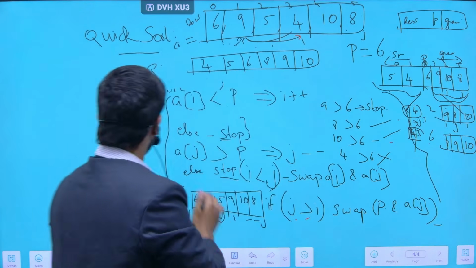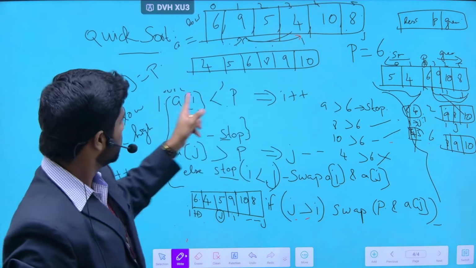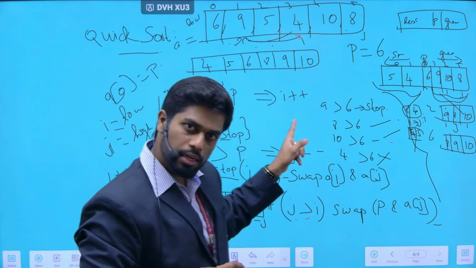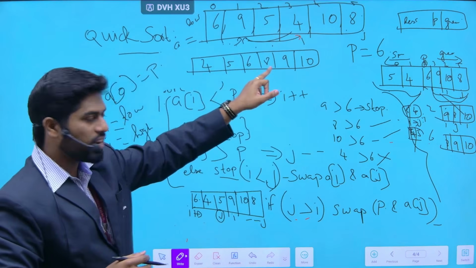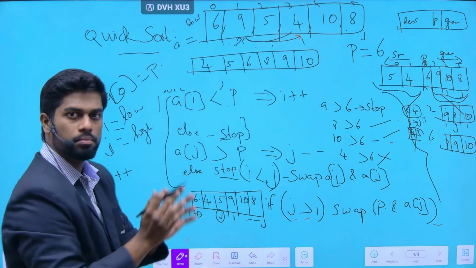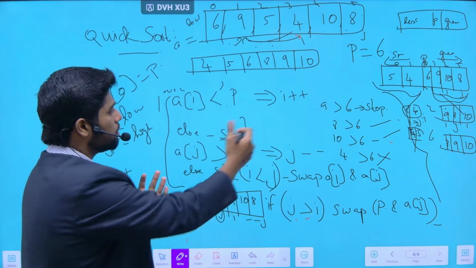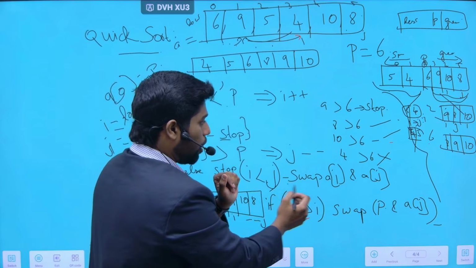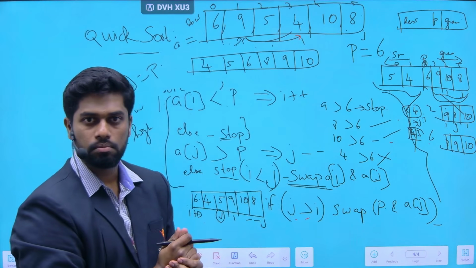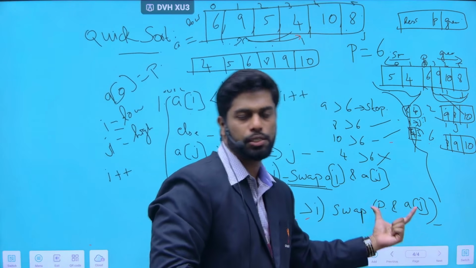After that, i plus plus, when i plus plus, a of i is less than pivot element. If it finds any greater element, stop. Next, same time a of j. So this is how you are going to call the swap function. Function is same, but the parameters will be changing based on this.